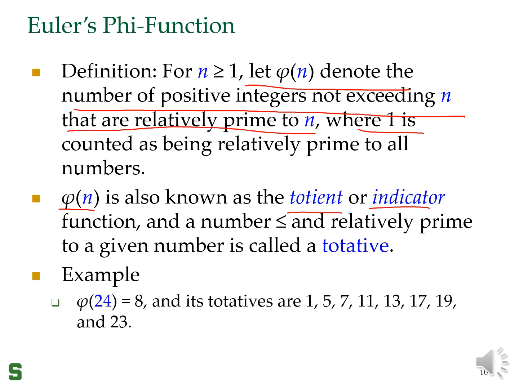So let's look at an example, phi of 24. These are the numbers that are relatively prime to 24. In this case, I will have 1. 1 is always included. I will not have 2, even though 2 is a prime number. It is not relatively prime to 24 because GCD of 2 and 24 is 2. Then I do not have 3, I do not have 4, I have 5, then I have 7, 11, 13, 17, 19 and 23.